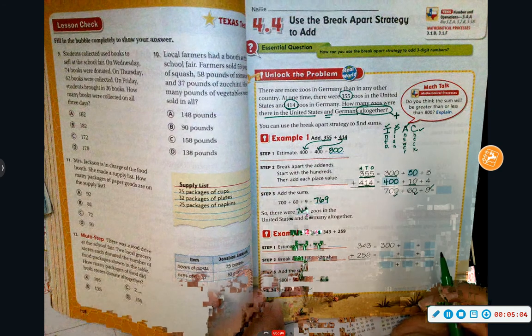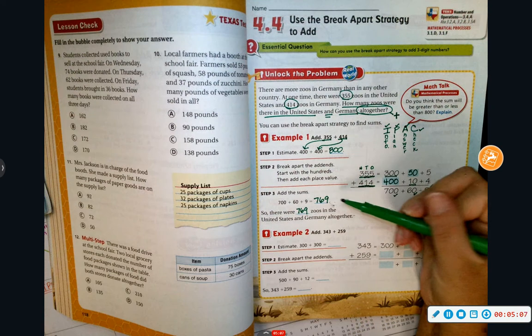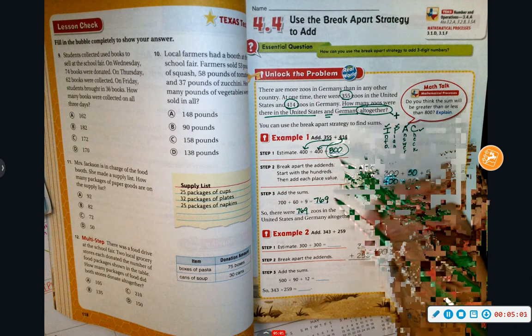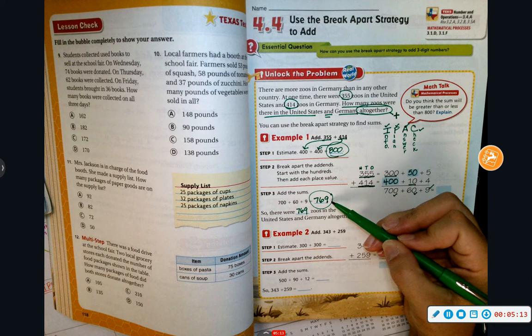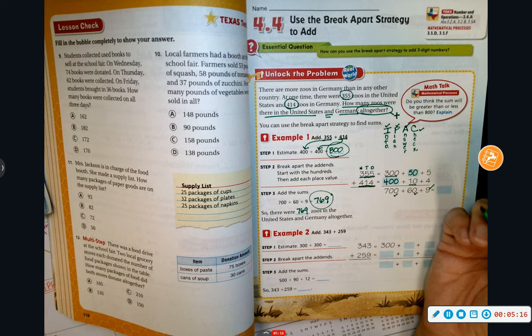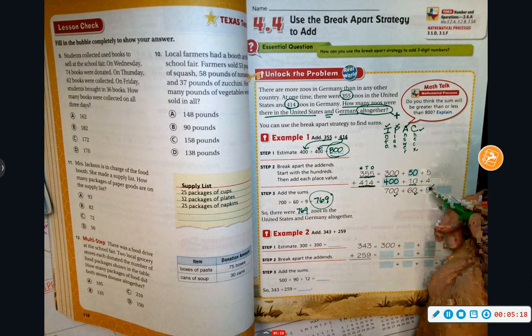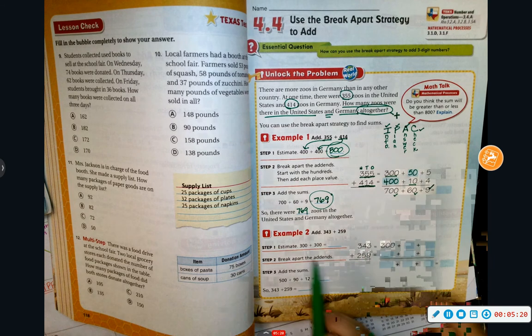Now we're going to go back and check again and make sure that our answer is reasonable. Is it close to our estimate? 769 is close to 800, so I know that we did a good job adding and there are no mistakes.